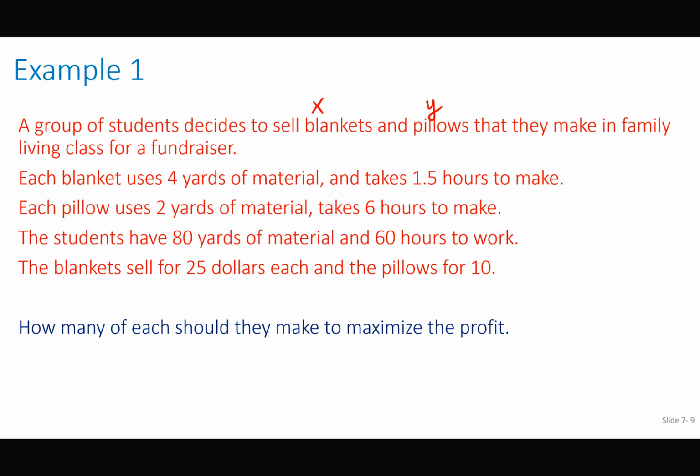Each one has different constraints put on it: it takes 2 yards and 1.5 hours to make a blanket, 2 yards and 6 hours to make a pillow. They have only 80 yards of material and 60 hours to work. The money is playing in there, so there's a whole bunch of stuff going on. Okay, so this setup is already written on your sheet.